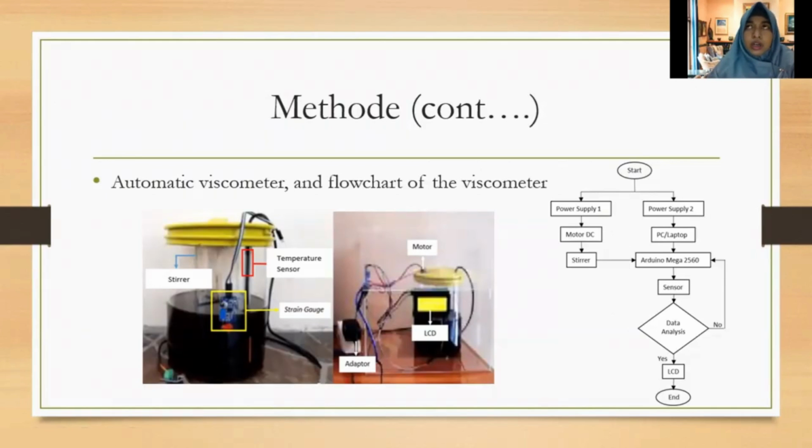The second power supply comes from a PC or laptop. The PC or laptop sends power to the Arduino Mega microcontroller to run everything automatically, like the strain gauge sensor and the temperature sensor. The strain gauge measures the stress value of the fluid, and the temperature sensor measures the temperature of the fluid, both before and after straining the liquid.